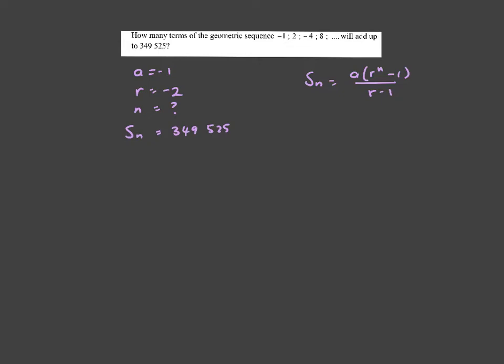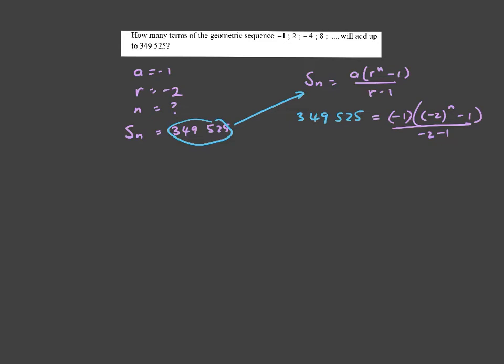So we know what the sum is. The sum is equal to 349,525, which is then equal to a, which is minus 1, and I would put that in brackets. R, which is minus 2, definitely put that in brackets. N, we don't know what n is, and then minus 1, and r, which is minus 2, minus 1.